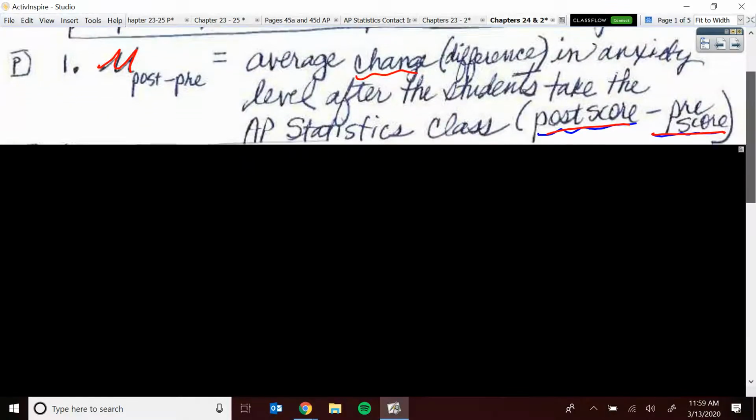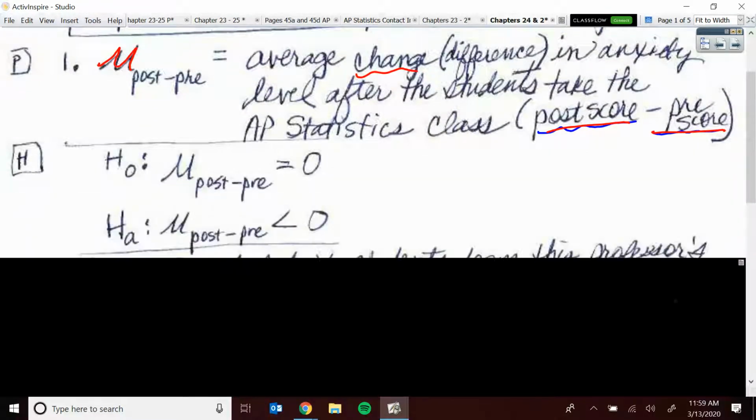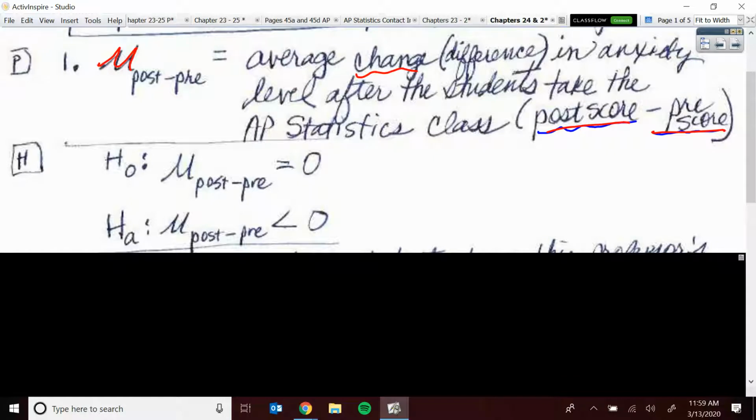All right. So now with our hypothesis statements, notice there is one mean. The null hypothesis has the one mean equaling 0. That would mean the average is no change. And then, of course, we wondered if it was going to reduce. So the alternative is less than 0.